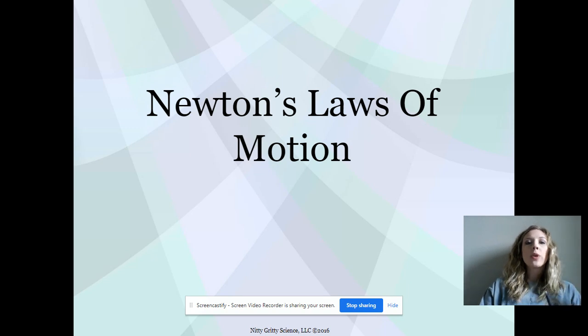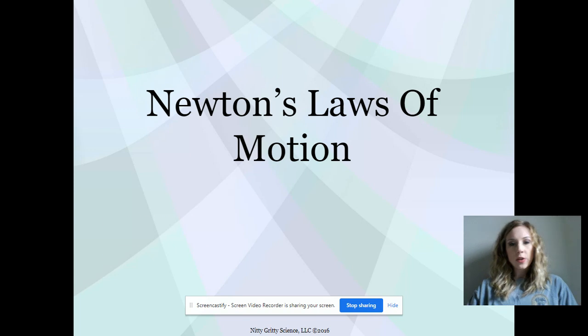So really what I'm going to do today is go through really quickly the three laws of motion, and then we're going to spend some time specifically on the second law of motion, figuring out how we can calculate acceleration based on forces. Okay, so let's look at the first law of motion really quickly.